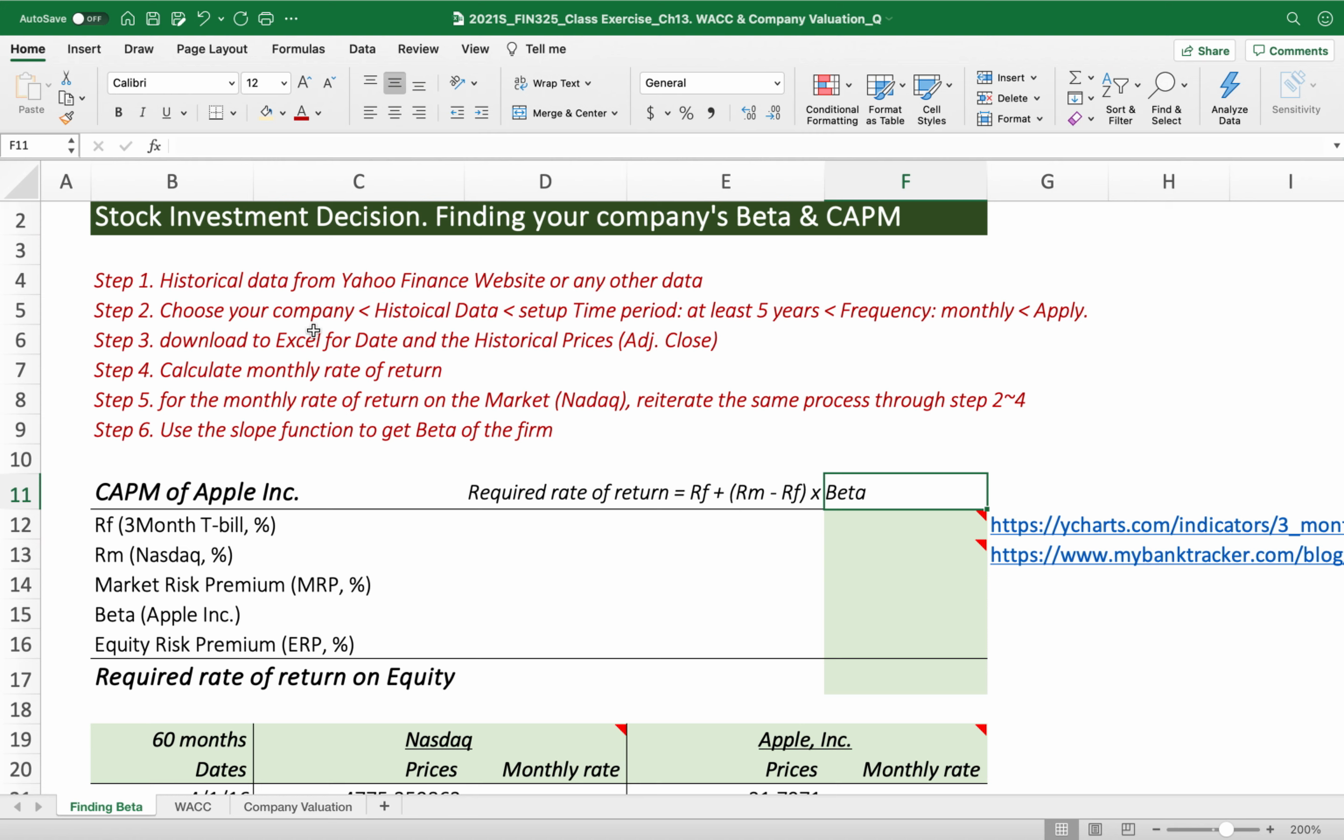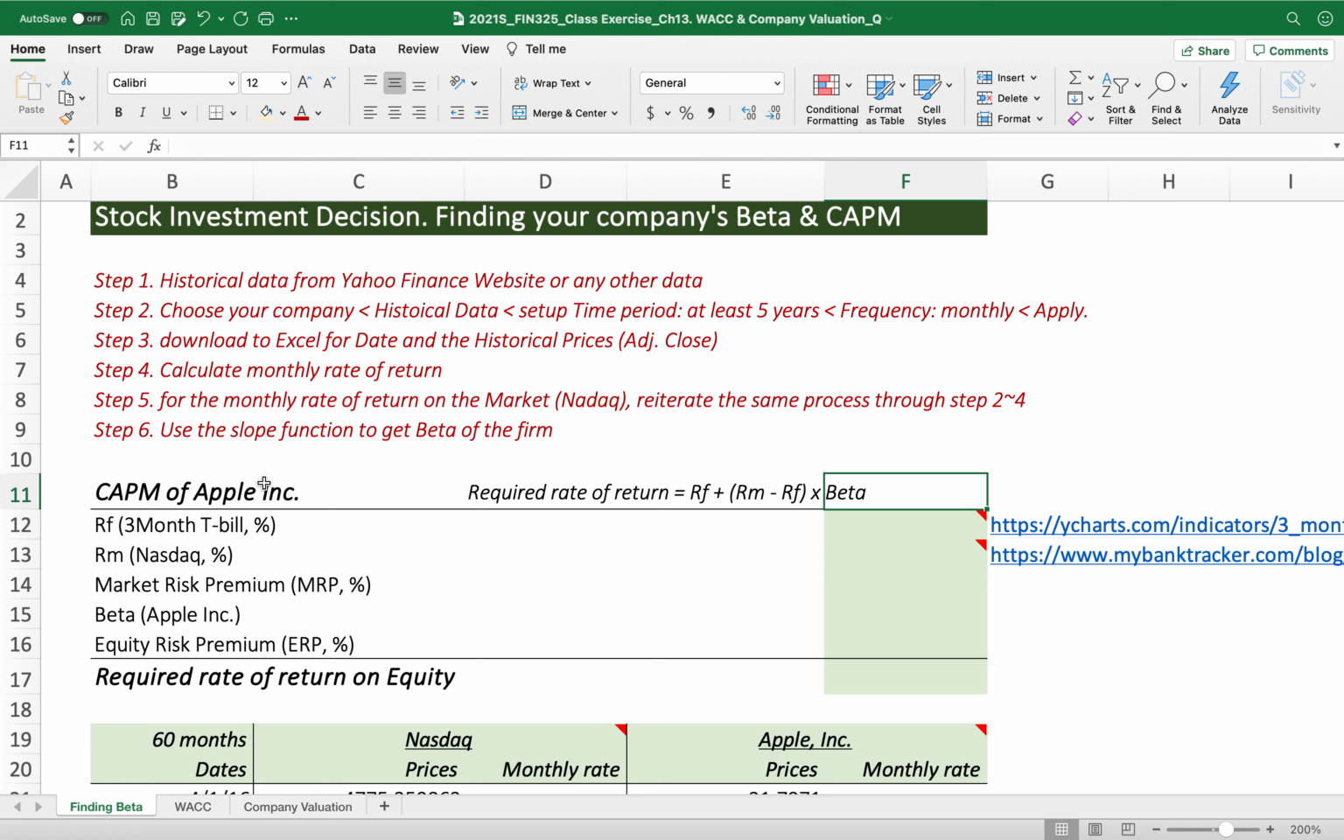Then choose your company and historical data, and set the time period to at least 5 years. Frequency is monthly. At least 5 years is enough. Why? We have many frequencies, but 5 years times 12 months is 60 months, and then we can understand and accept that sensitivity to the market.